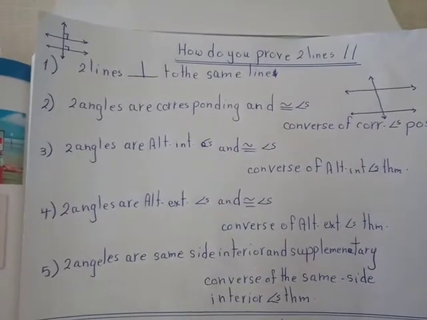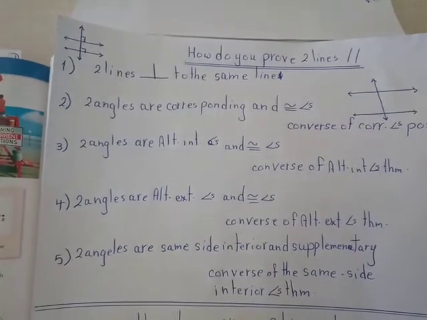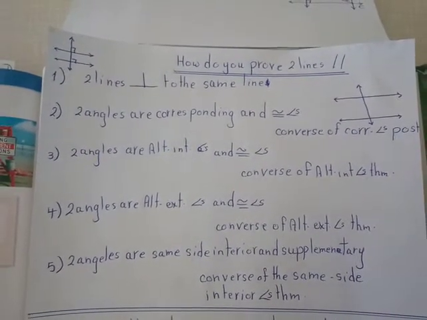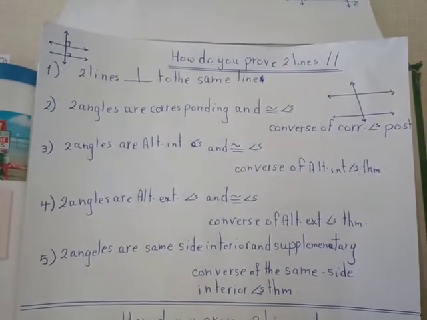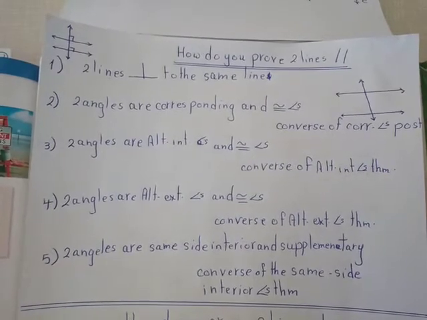The second one, two angles are corresponding and at the same time they are congruent, so the two lines will be parallel. What is the reason for this? Converse of corresponding angles postulate.